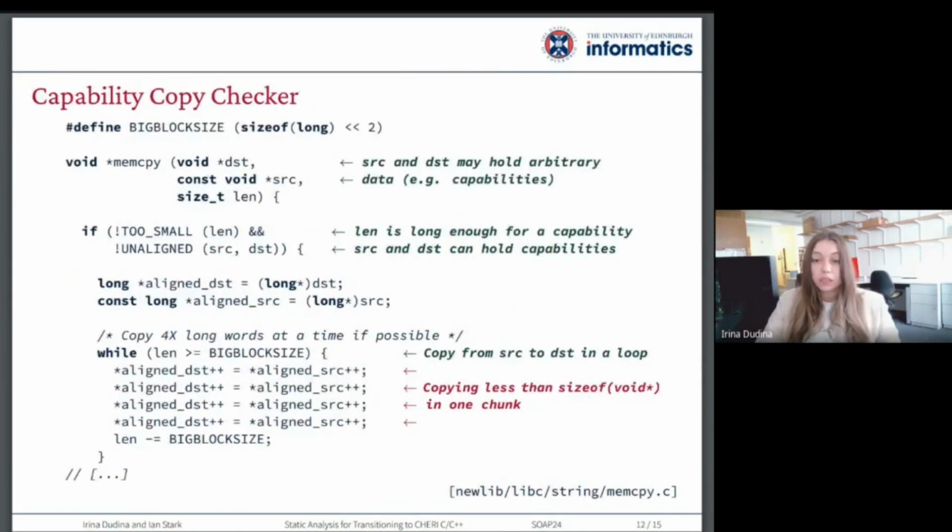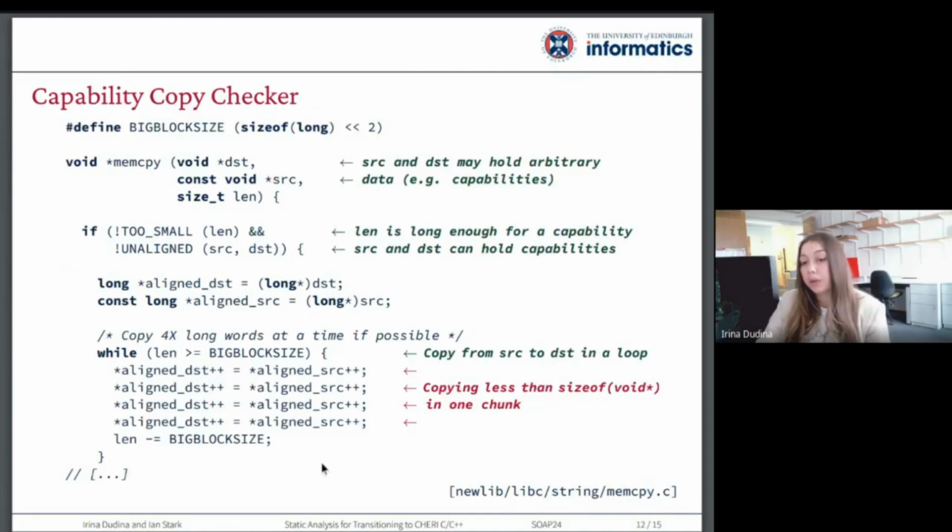So another checker is the capability copy checker. It detects custom implementation of copy routines that perform a piecemeal copy that will, during copying, break capabilities into several chunks, like chunks of the size of long, like in this example. So the problem is that the resulting capability, if we were copying capabilities here, will not have the validity tag set because we didn't copy it as a whole.